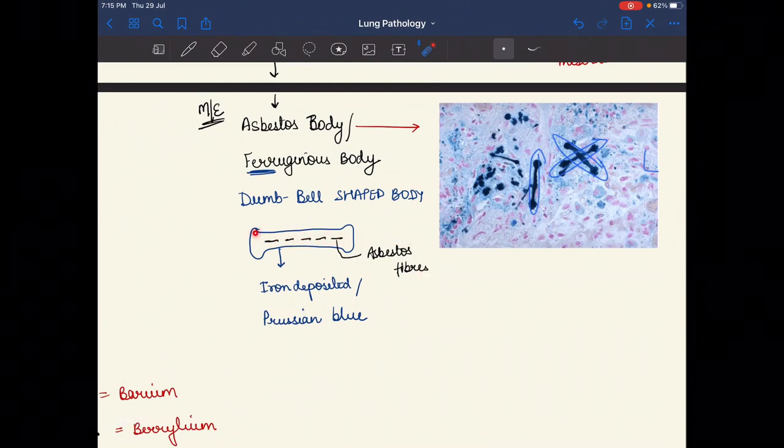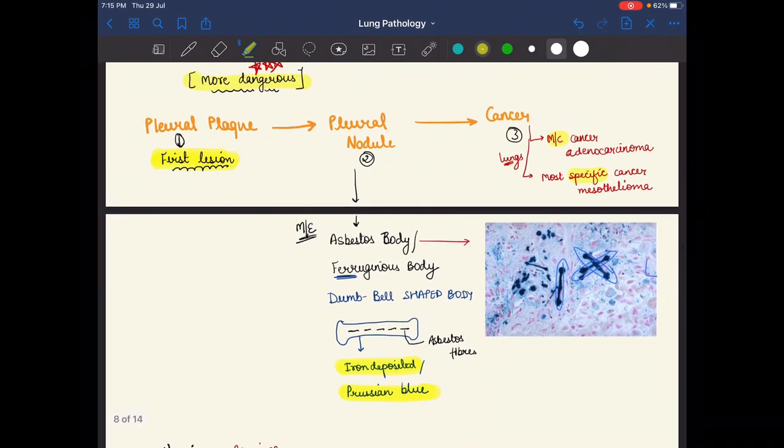Suppose this is an asbestos fiber, and surrounding the asbestos fiber there is iron deposition. That's why the other name for asbestos body is ferruginous body, because there is deposition of iron around the asbestos fiber. And as we all know, iron is stained by the Prussian blue stain. So the stain for iron is Prussian blue, and iron is deposited, and it is an asbestos body. So asbestos body is seen in pleural nodule.